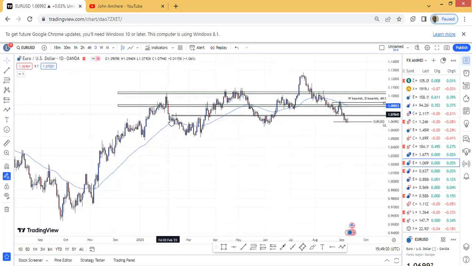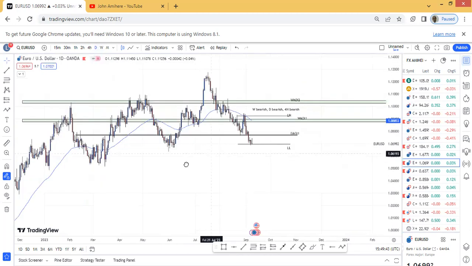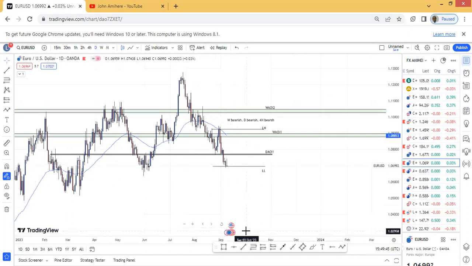Here it acted as support. It broke it, retested it as resistance and dropped. It came back to test it and dropped. Then it broke it. When it broke it, it came to retest it. So it's a strong area. So that's the first area that I'll be looking to sell from if price should get to that level.